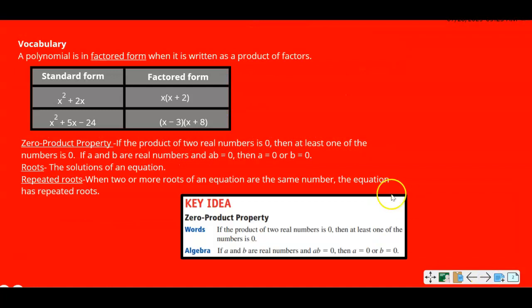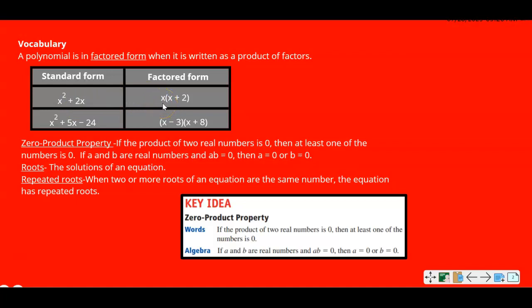All right, so some vocabulary that you need to be familiar with. A polynomial is in factored form when it's written as a product of factors. Here's some examples. So standard form, remember, is from your highest exponent down. So your standard form comes from your degree, which is your exponent, and this is a second degree polynomial, second degree binomial to be more specific.